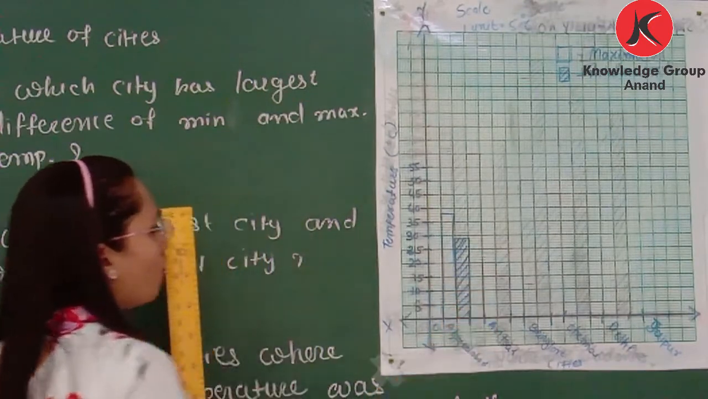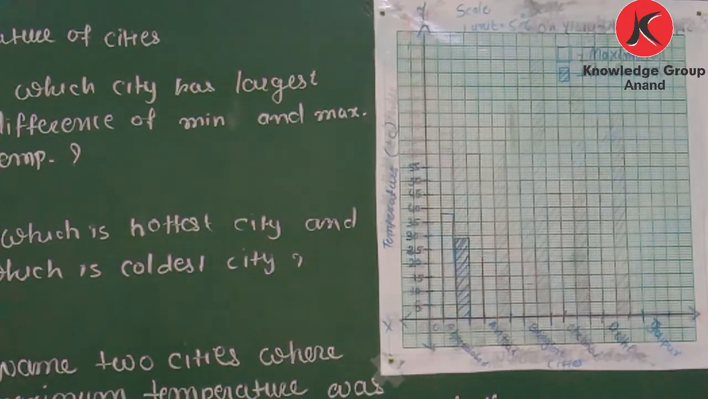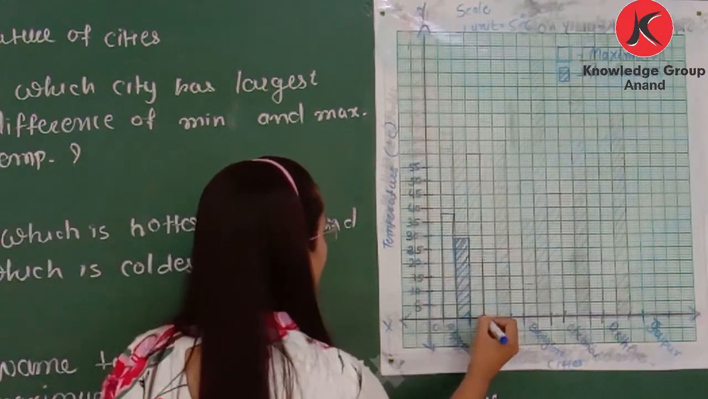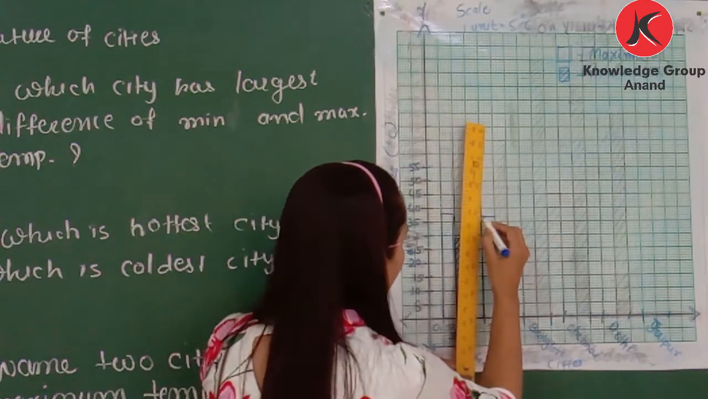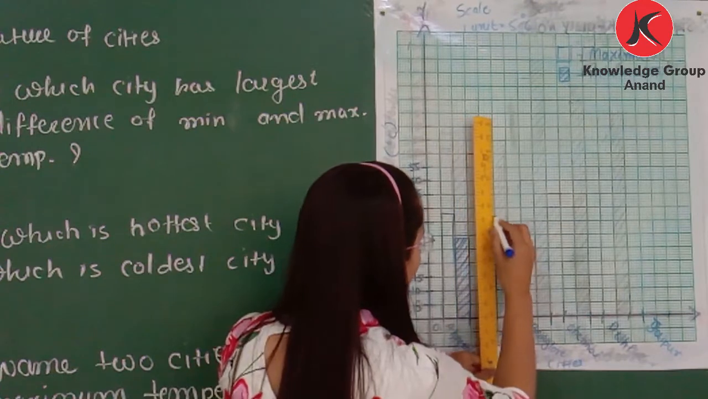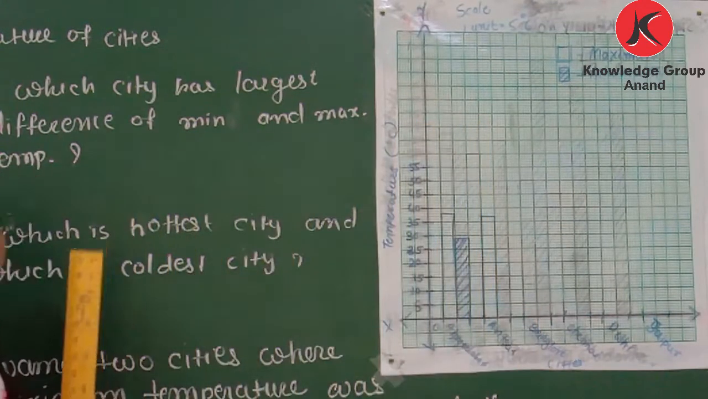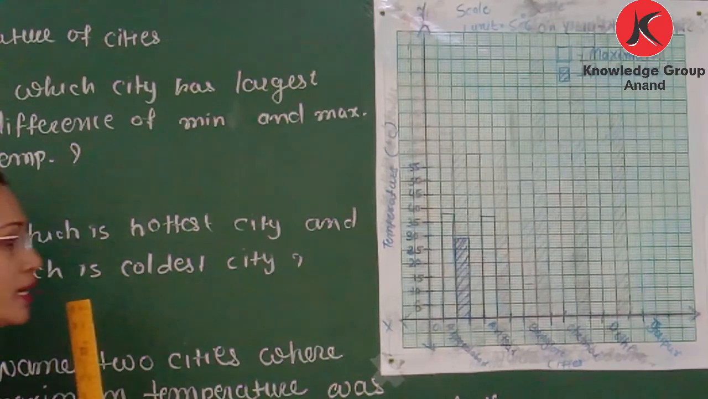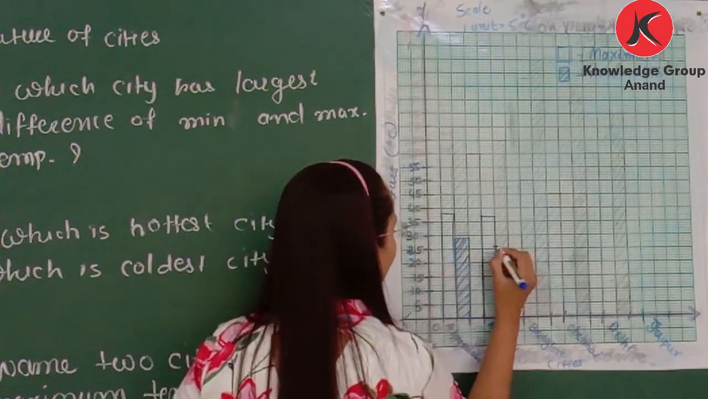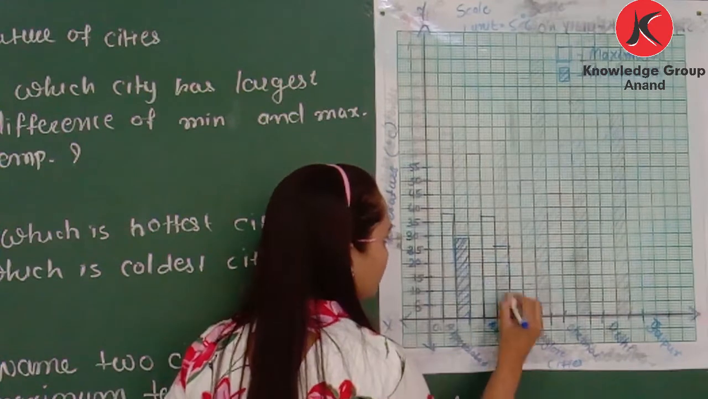Now for Amritsar maximum temperature is 37 and minimum temperature is 26. So maximum temperature is 37. So after 35 take 2 lines. So that is maximum temperature 37 and minimum temperature is 26, means after 25 you need to take 1 line. So after 25 is here, take 1 line.